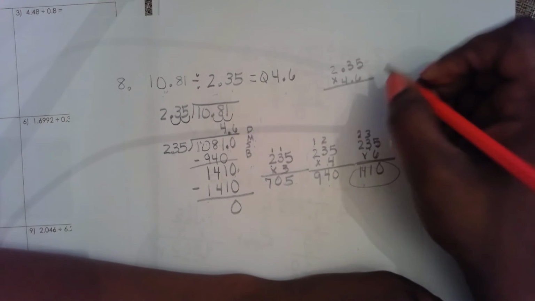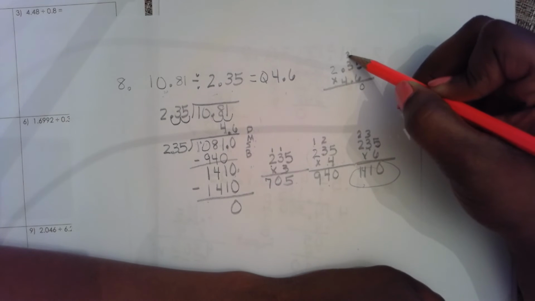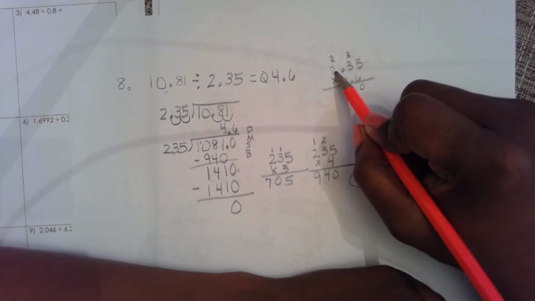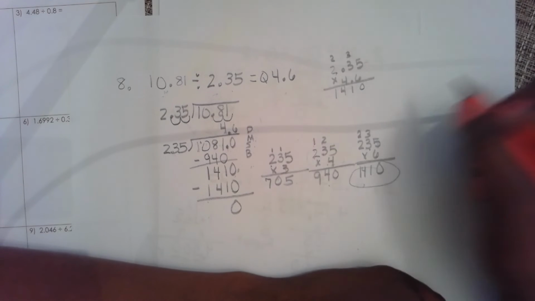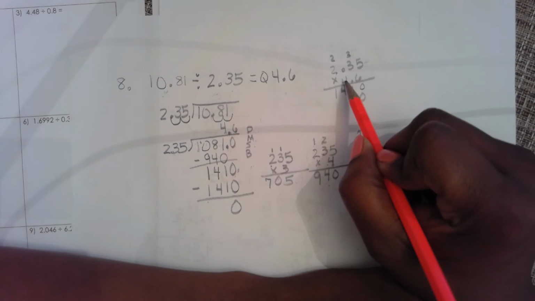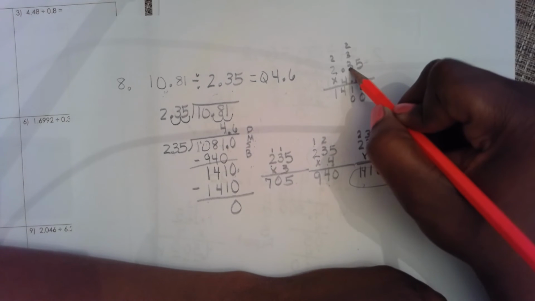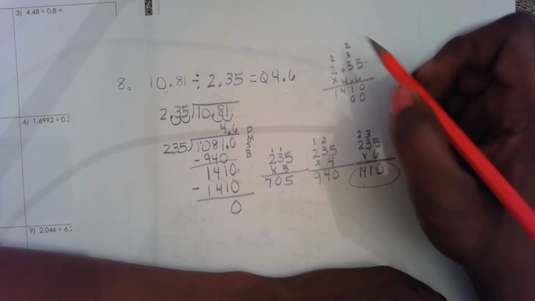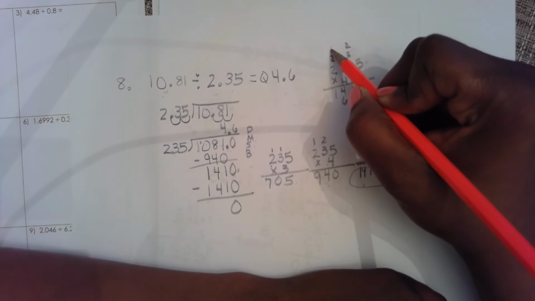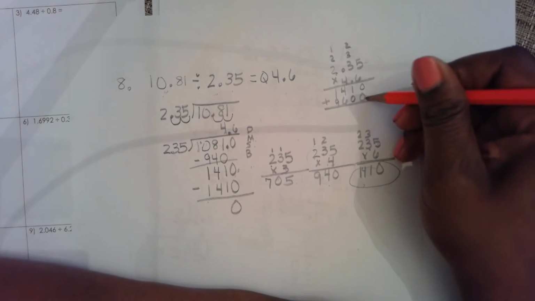So I have 6 times 5 is 30. 6 times 3 is 18. Carry the 1. That gives me 21. Carry my 2. 6 times 2 is 12. Plus 2 is 14. Placeholder time, because now I'm dealing with another place value. 4 times 5 is 20. Carry my 2. 4 times 3 is 14. Add my 2 is 16. Carry my 1. 4 times 2 is 8. Plus 1 is 9. My numbers are aligned as they should be.